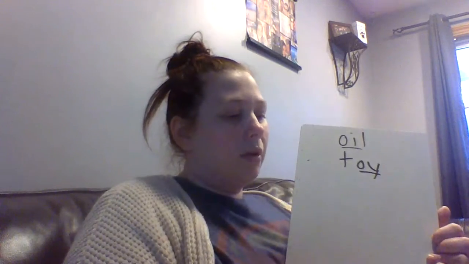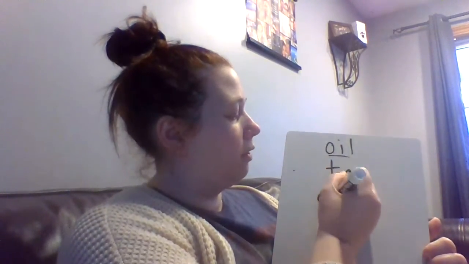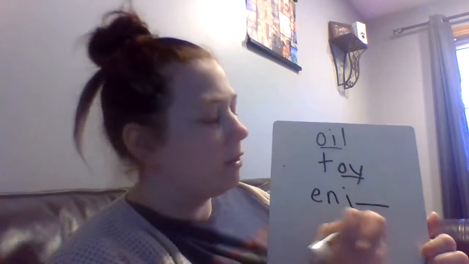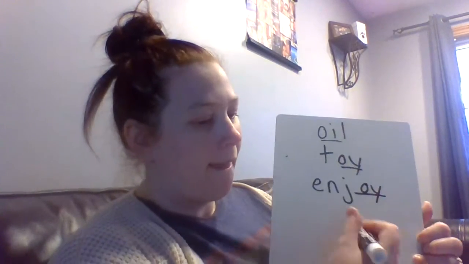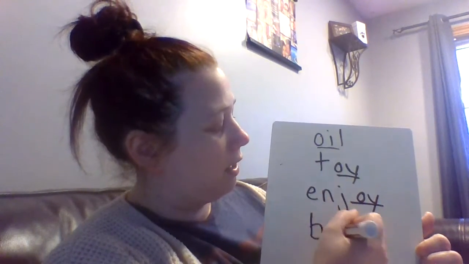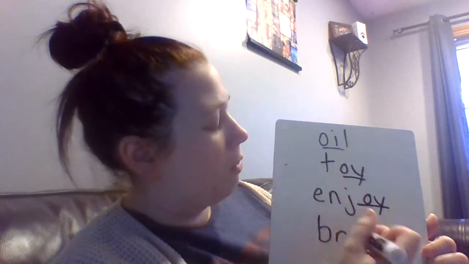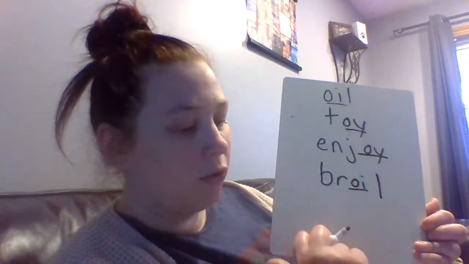Let's look at a couple of others. Let's look if we had this word. We're going to spell enjoy. What would we put there? It's at the end of the word, so we do O-Y. Here, we didn't talk about this yet. We have broil. We also use O-I if it's in the middle. So we would have O-I there too.